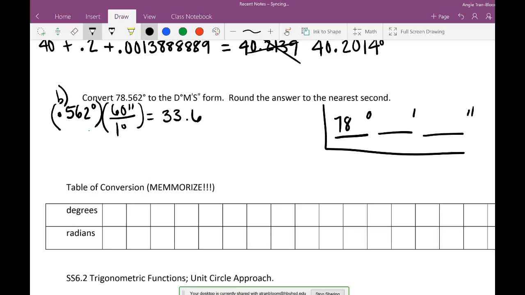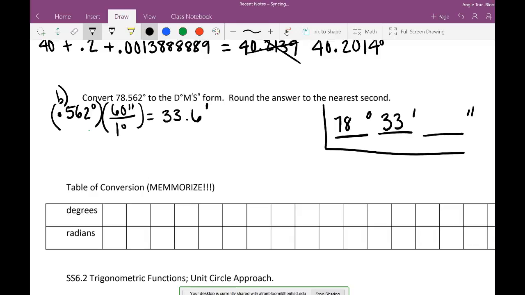33.6. Class, what kind of unit of measurement is this 33.6? Minutes, right? So currently that's in minutes. So do we have an answer for my minute line? That's right, 33 minutes. So we got that going. What else do I have left to use?